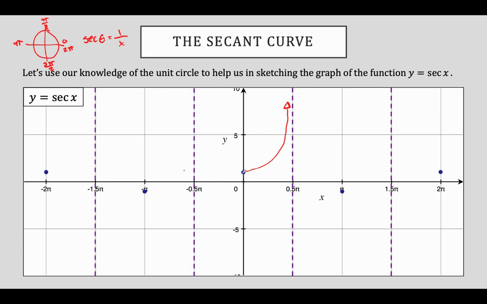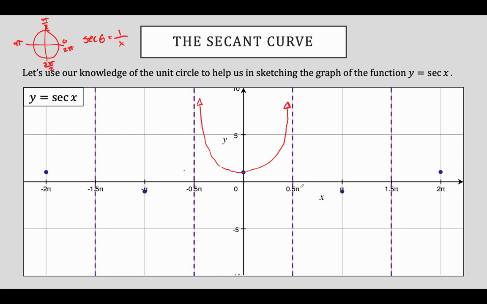Okay? And if we look at values of x between 0 and negative pi over 2, on the unit circle, 0 and negative pi over 2 corresponds to the fourth quadrant. And secant, 1 over x, is also going to be positive in the fourth quadrant. Therefore, all my y values here, all my outputs have to be positive, meaning that as I approach this vertical asymptote, it must go up to positive infinity.